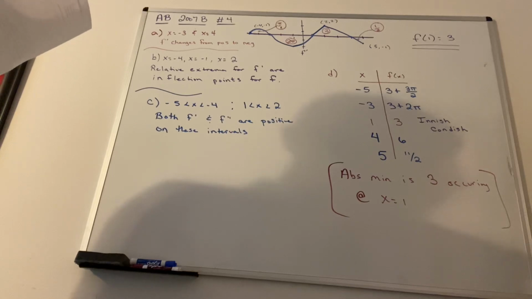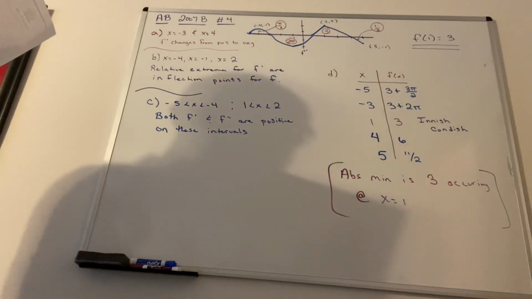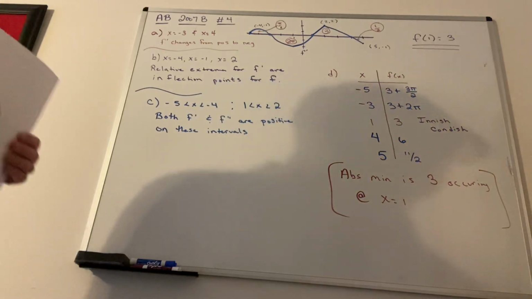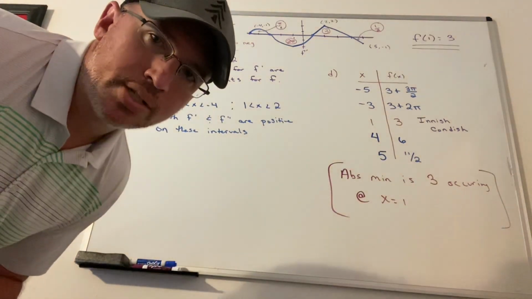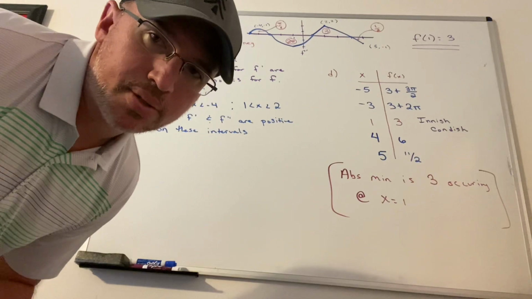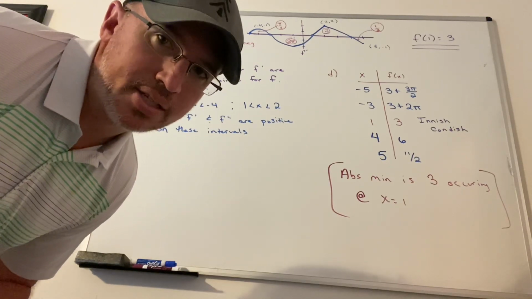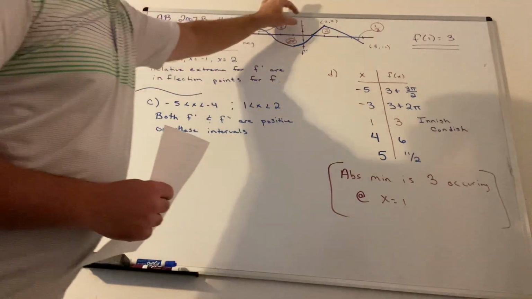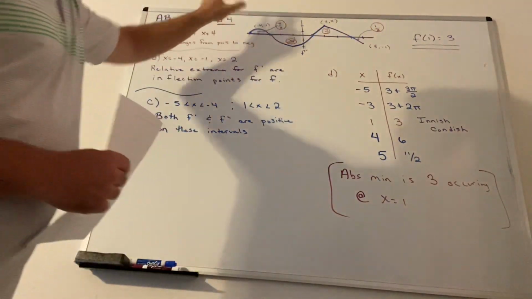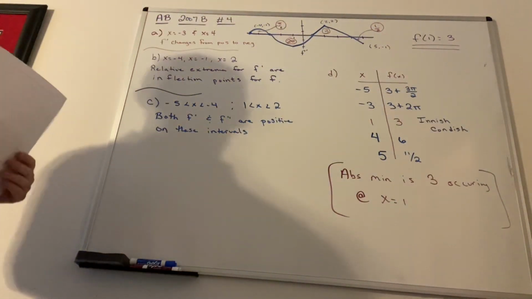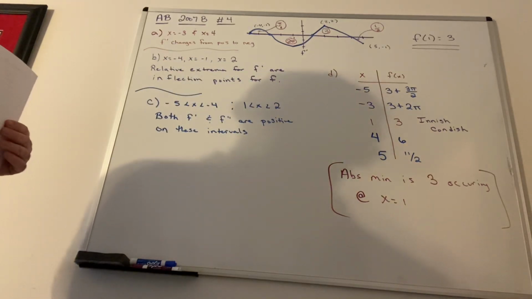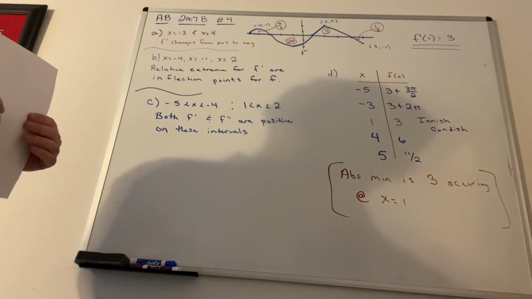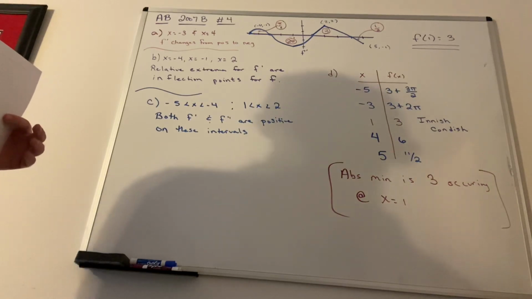Part C, find all intervals on which the graph of f is both concave up and has positive slope. Do this in the order of the derivatives. Positive slope means positive f prime values. Positive f prime values are the guys that are going to be above the x-axis. And then concave up means you're going to have positive f double prime. And f double prime is the slope of f single prime.